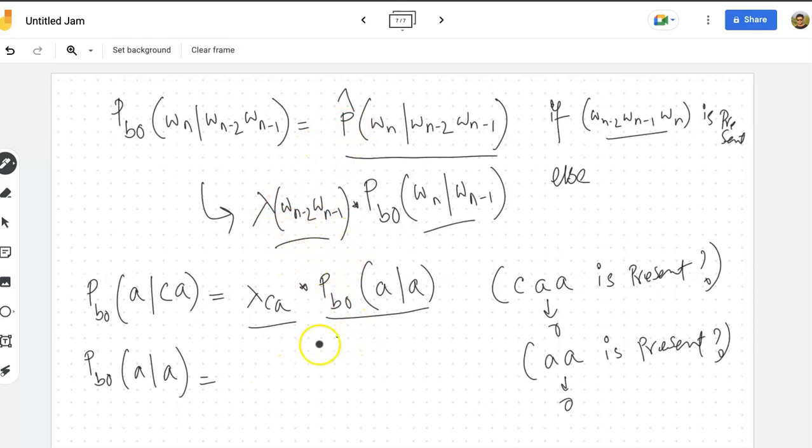So the next is the bigram. So it is already in the bigram thing. So we need to go for the unigram. So it will be lambda A into probability backoff of A. Now again we have these unknowns. We don't know lambda A and this, but let's see the probability backoff of A.